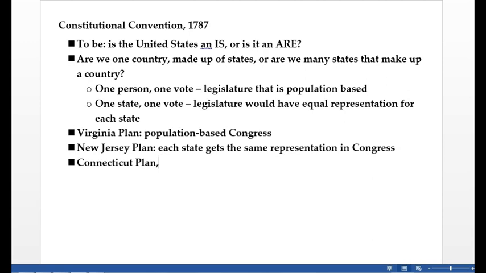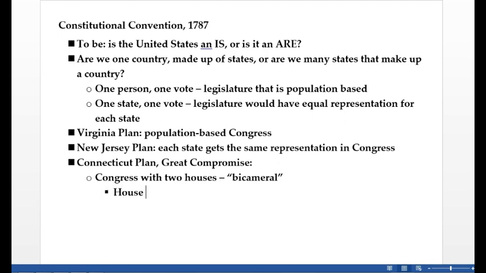So named because Roger Sherman, who was the delegate to the Constitutional Convention from Connecticut, came up with it, but it's better known as the Great Compromise. From it, we would get a Congress with two houses, therefore called bicameral. Camera means chamber in Latin. So bicameral: two chambers, two houses of Congress.